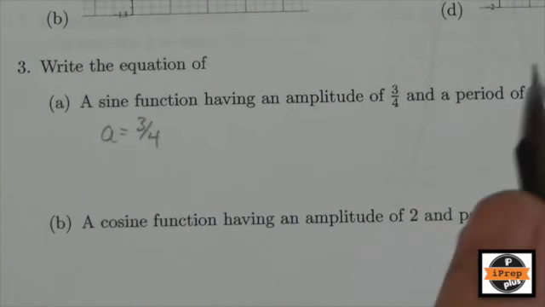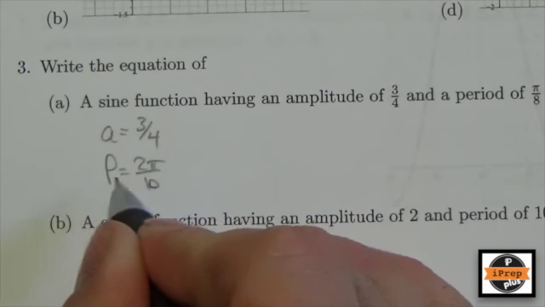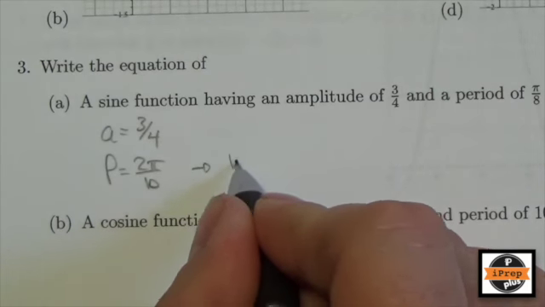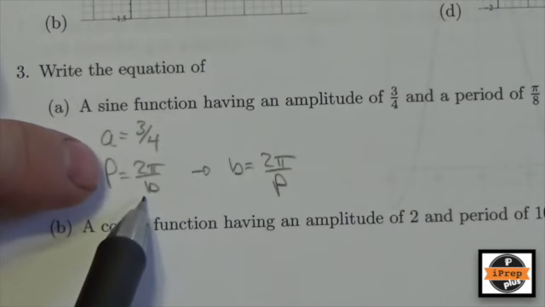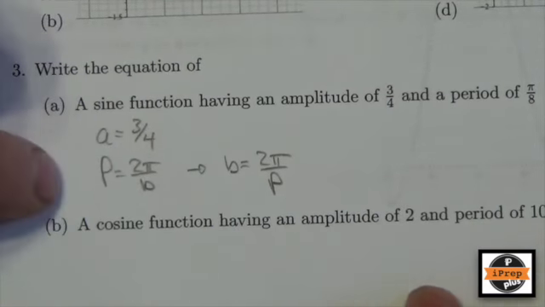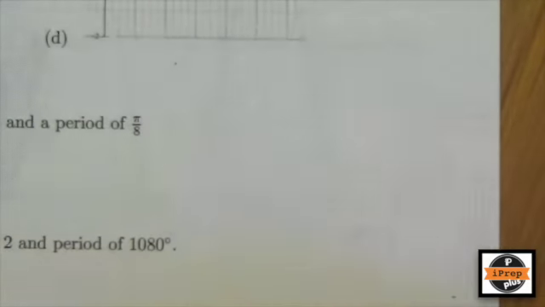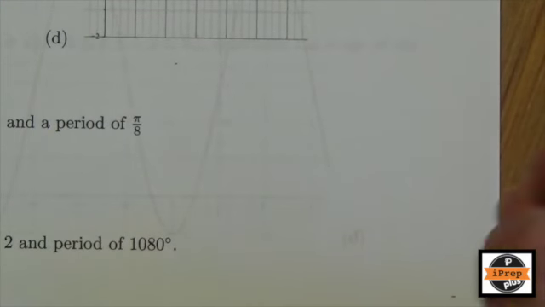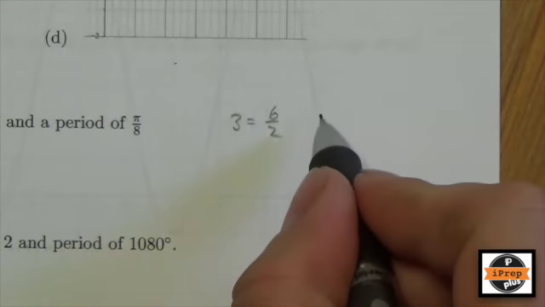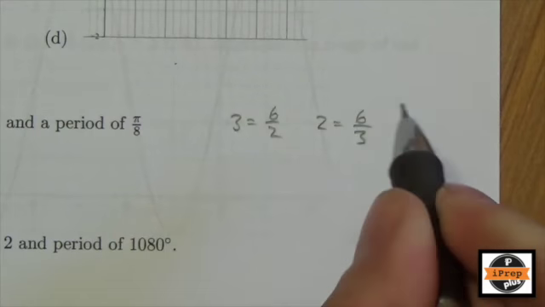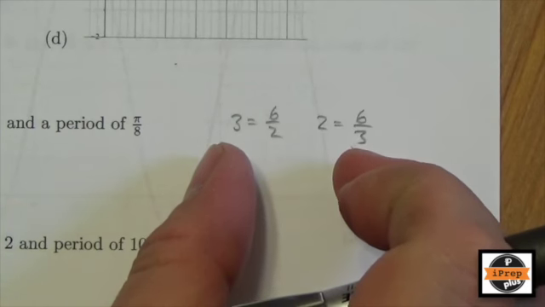The b value is a little bit different. The formula for this is going to be period equals 2 pi divided by b. And then when I solve for b, I get that b is going to equal 2 pi divided by the period. Now, sometimes I find that people aren't quite familiar with this little move. Just be aware that, for example, let's say we know that 3 is equal to 6 divided by 2, which is the same as 2 is equal to 6 divided by 3. I can swap those two, and I maintain the equality.